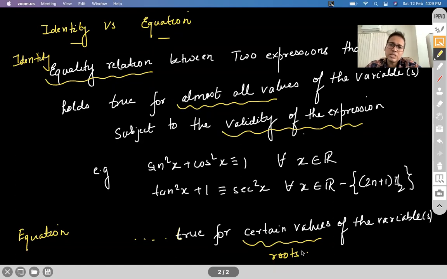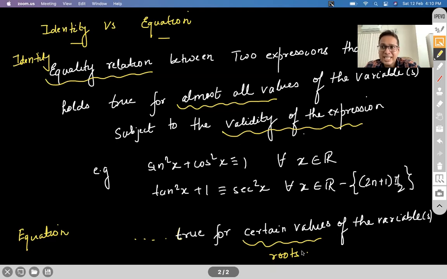And Carl Friedrich Gauss, in his fundamental theorem of algebra, stated that any polynomial equation of degree n will have exactly n roots. Whether real or non-real, that's a different thing. But it cannot have more or it cannot have less. If it has less, it means there is some repetition in the roots happening. For example, a quadratic equation is a degree 2 polynomial equation, so it will have two roots.